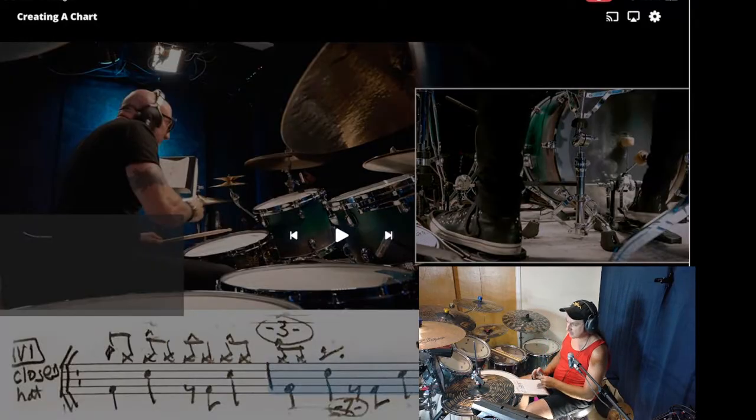All right, so he got that as an open hi-hat, not a ride. To me, it sounded kind of like a ride, but I guess it's actually open hi-hat, so I gotta make a correction. Here we go. Put open over it.